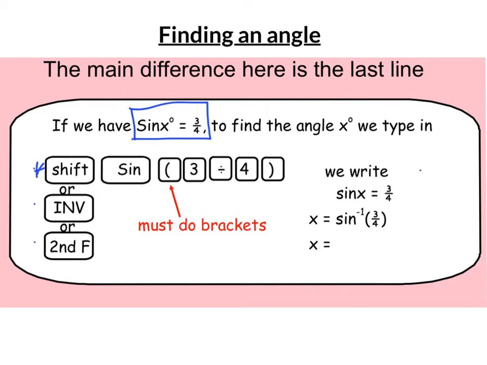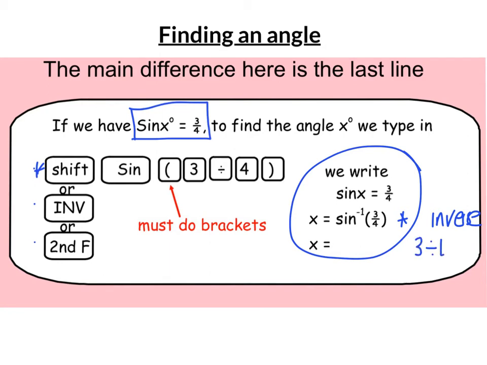Now the working here, this is a bit that's different. Once you get down to the 3/4, your next line here, we write it as x equals sine with a wee -1. Now that's called the inverse. That's why we're really pushing that shift button. So it's inverse sine of 3/4. Now that 3/4, you could type that in as 3 divided by 4 in the bracket as well. So we'll do shift sine bracket 3 divided by 4 or 3/4 and get our answer from there for that one.